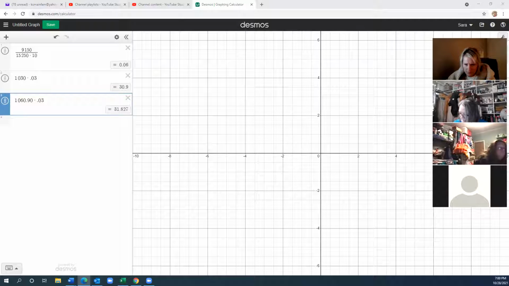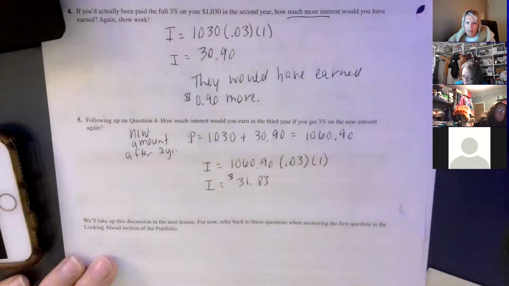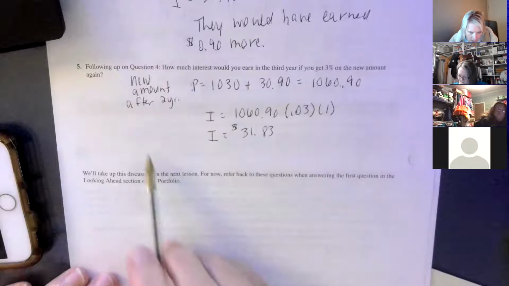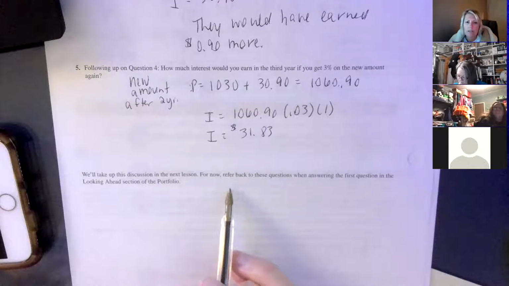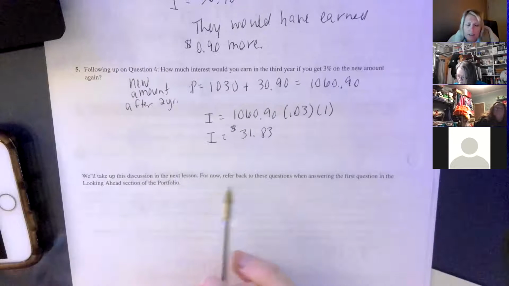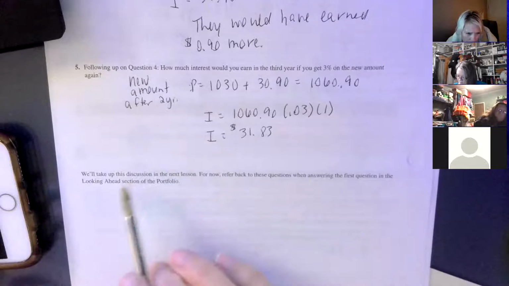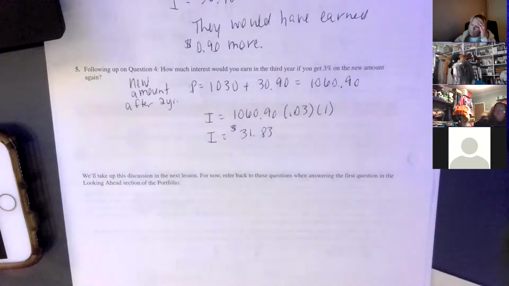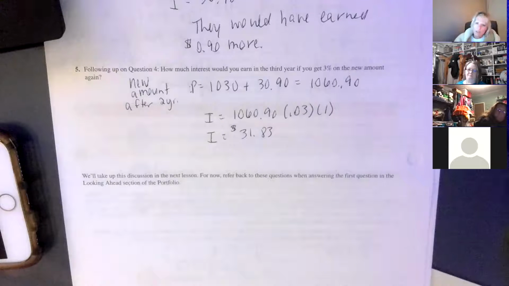Okay. So you can see that we're missing out. It doesn't seem like much, but it adds up, right? So it says, we'll take up this discussion in the next lesson. For now, refer back to these questions when answering the first question in the looking ahead section of the portfolio, which we're not doing. But there are some good extension problems.